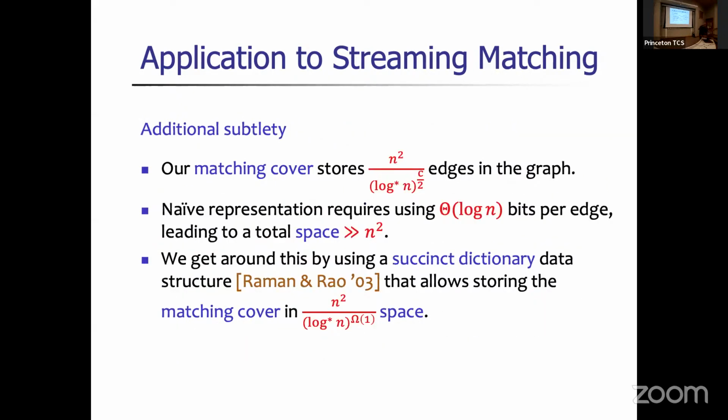There is one additional subtlety here. Since we are making such small savings, we can't just store these edges naively, because then the number of edges times log n would exceed n squared. So we have to rely on succinct dictionary data structures, which allow you to store these objects in space that almost matches the information-theoretic bound.